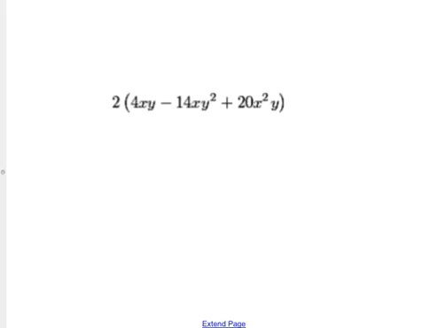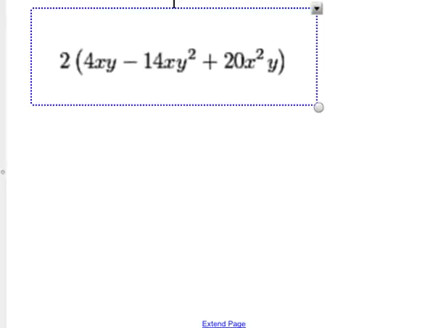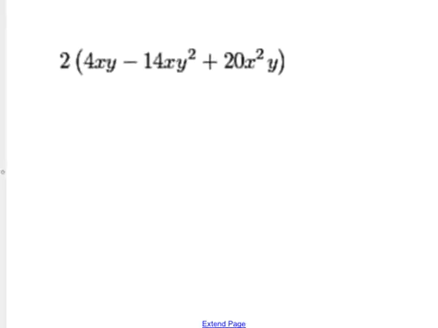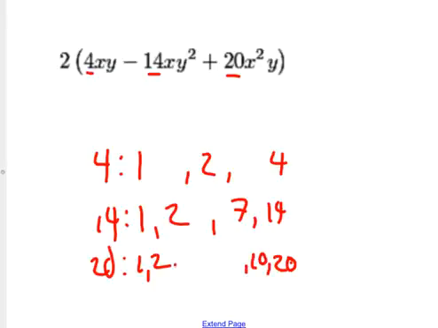All right, well, let's look at another example. Okay, this time there'll be 2 variables in there, but same idea. I want to look for commonality in the variables and the greatest common factor within the coefficients. So first I need to find the greatest common factor within the coefficients. So that's 4, 14, and 20. Well, 4 has 1 and 4 as factors, and then 2, because 2 times 2 is 4. Okay, 14 has 1 and 14, and 2 and 7. And 20 has 1 and 20, 2 and 10, 3 no, 4 yes, 4 and 5.